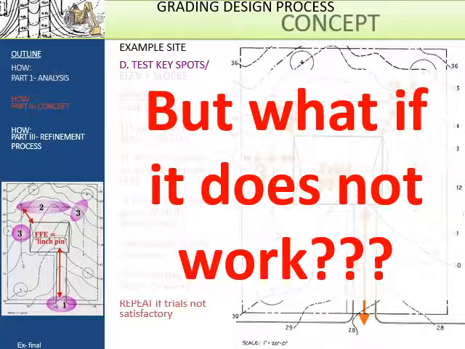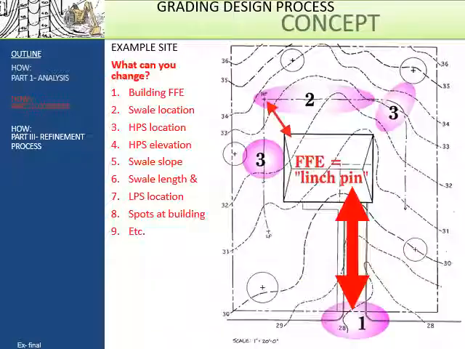And of course, you're going to be asking yourself as you go through this, but what if it doesn't work? What if I've done all this and I cannot get it to work? The fact is, you can get it to work. You're simply going to go back and change some of the slopes, some of the elevations, some of the locations of things in your design. And what are the things that you can change?